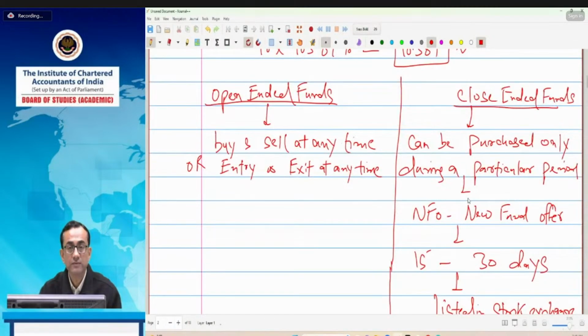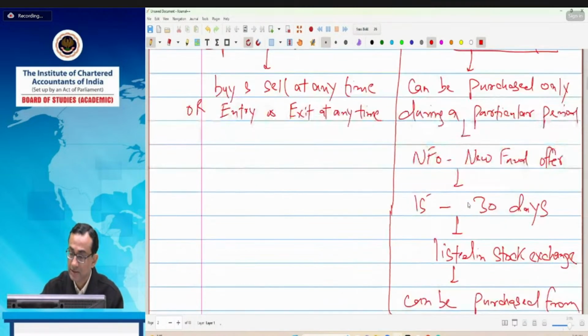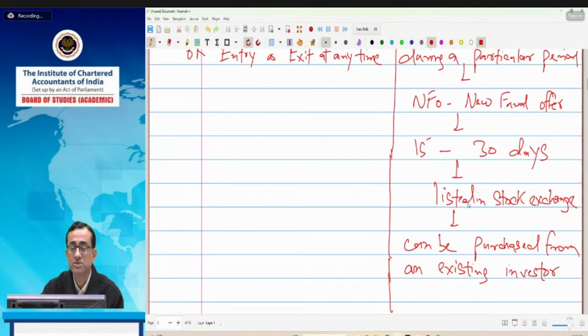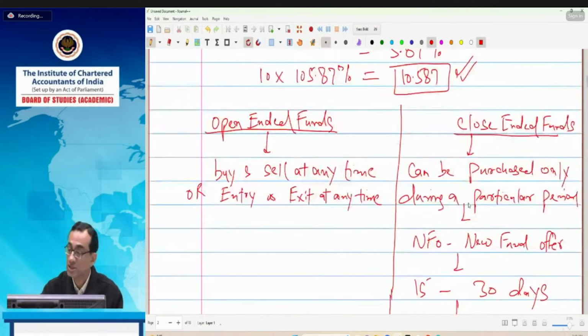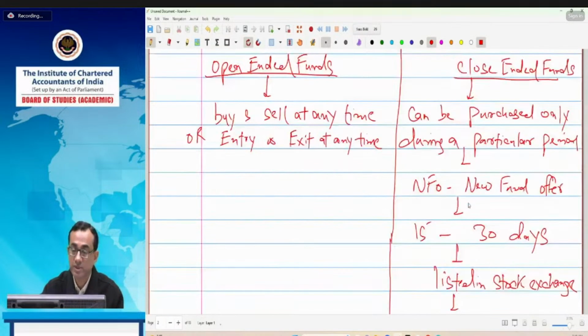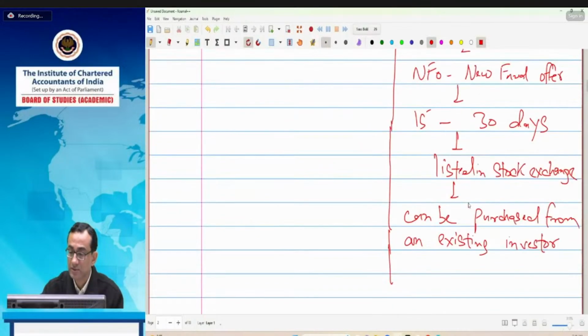So what are open-ended funds? Open-ended funds can be bought and sold at any time. New fund offer is there in case of both open-ended fund as well as closed-ended fund. But the difference is that the closed-ended fund can be purchased only during a particular period, during those 15 to 30 days. And it is listed in the stock exchange. So if an investor missed the chance to purchase a closed-ended fund launched during that new fund offer period, they can purchase it later from an existing investor.